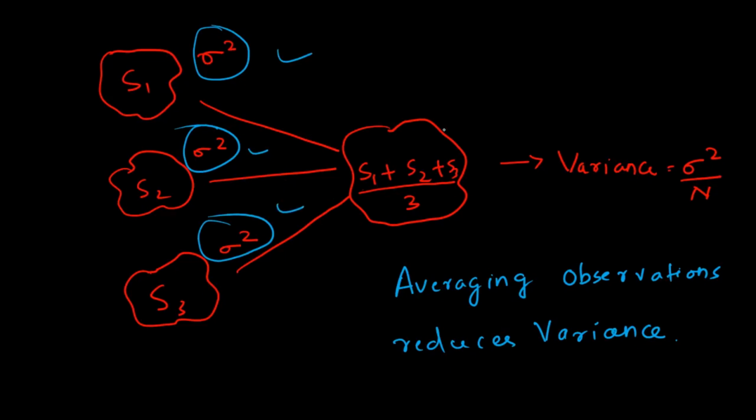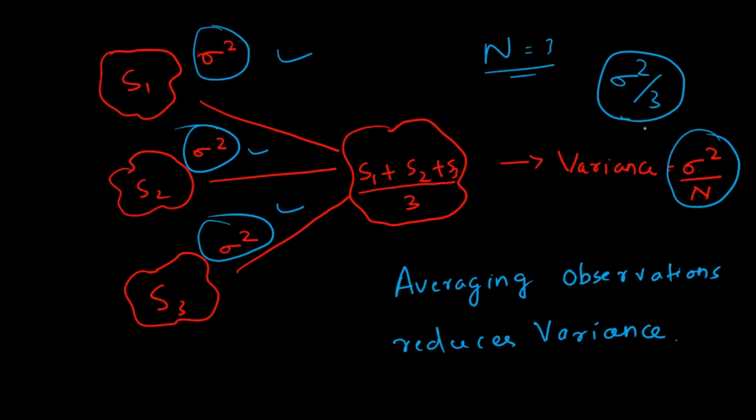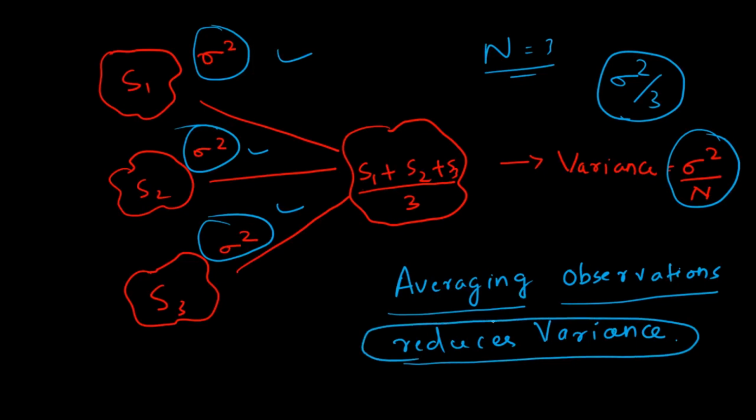We have got 3 observations, s1, s2 and s3, and the variance of each one of these observations is sigma square. Now when you take the average of s1, s2 and s3, the variance becomes sigma square divided by n, where n equals 3 in this case. So it becomes sigma square by 3. That means the variance has come down drastically by aggregating. That's what we have learned from basic statistics, that when you average observations, that reduces the variance.